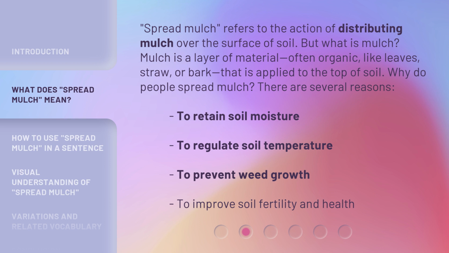Why do people spread mulch? There are several reasons: to retain soil moisture, to regulate soil temperature, to prevent weed growth, to improve soil fertility and health.